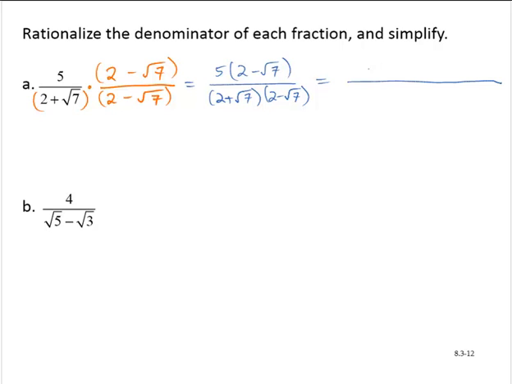Using the distributive property in the numerator, I have 10 minus 5 times the square root of 7. In the denominator, I would have 2 times 2 is 4. Outers would give me minus 2 times the square root of 7. Inners would give me plus 2 times the square root of 7. And the lasts would give me minus the square root of 7 times the square root of 7.